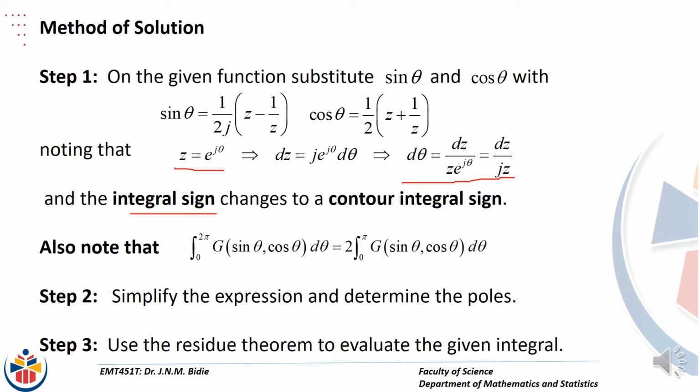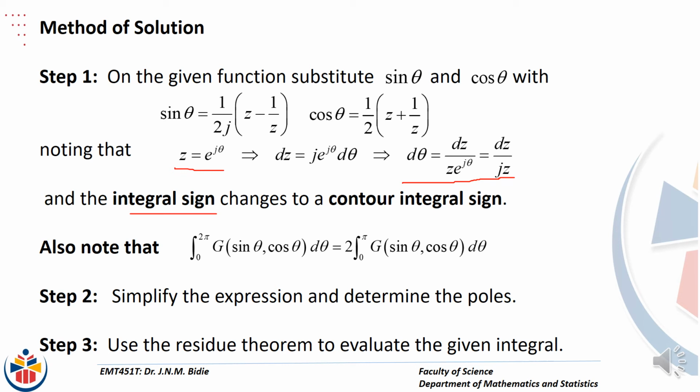Remember, the integral sign given to us was the integral from 0 to 2 pi. So now we change it to a contour integral sign, and also noting that the full interval is from 0 to 2 pi. So if we have been given a half interval from 0 to pi, that integral will be multiplied by 2. So it would mean, should you be given an integral of that nature, that means the full integral will be multiplied by half.